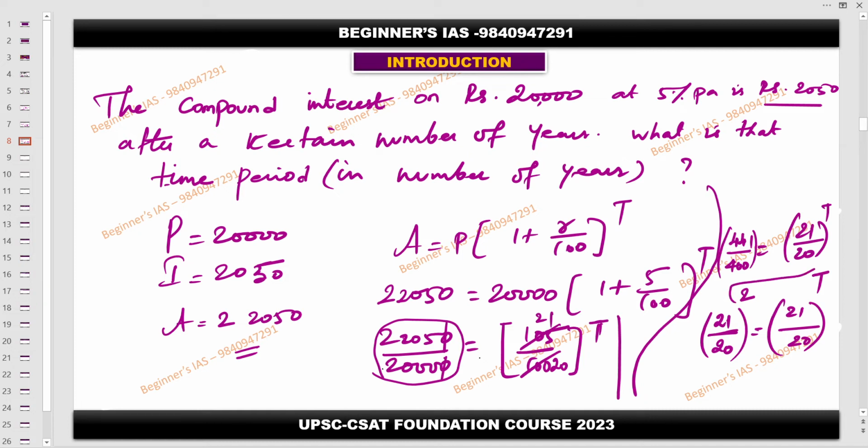Then you need to equate the powers. Therefore T is equal to 2 years. Clear? Yes or no? Anybody having a doubt? No doubt means we will move on with the next one. Shall we move on with the next one? Yes, sir. Fine.